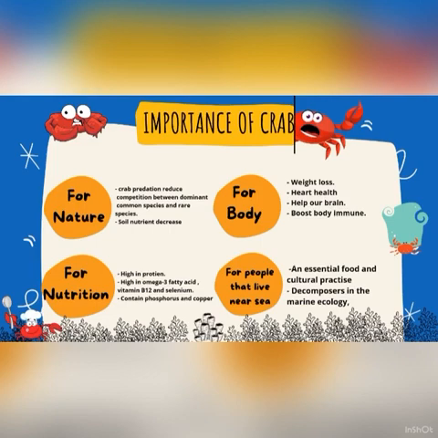Crab is high in protein that is essential for muscle growth and maintenance. Crab also has omega-3 fatty acid, vitamin B12 and selenium. Essential for boosting overall health and preventing a few chronic diseases. Crab also contains phosphorus and copper.